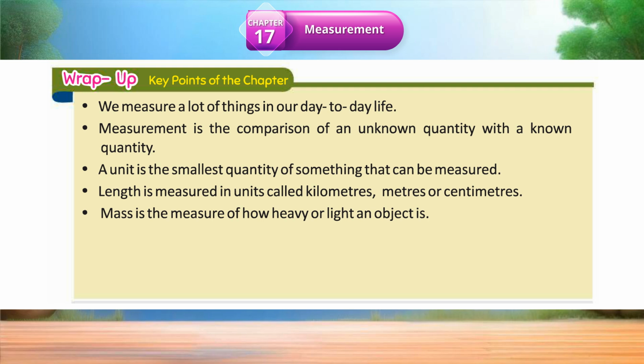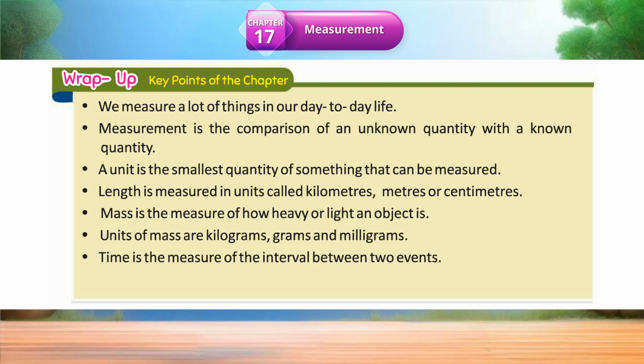Mass is the measure of how heavy or light an object is. Units of mass are kilograms, grams, and milligrams. Time is the measure of the interval between two events. Units of time are hours, minutes, or seconds.